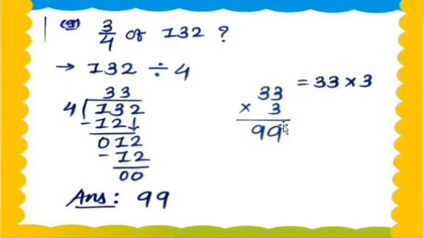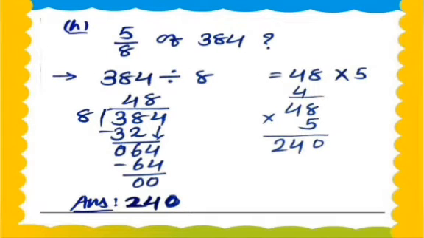3 3s are 9. Understood? 3 1s are 3, 3 2s are 6, 3 3s are 9, and here 3 1s are 3, 3 2s are 6, 3 3s are 9. So what we got here, the answer 99. So our answer is 99. 3 upon 4 of 132 is 99.